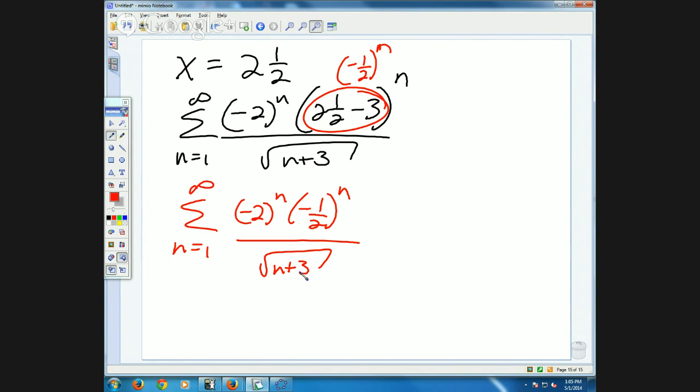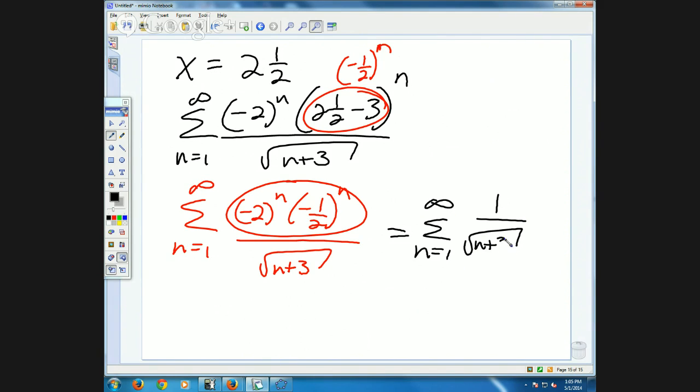What happens to the numerator here? Since the powers are the same, what do I get to do to the bases? I can multiply them together. You can do that with multiplication and division. Not with addition or subtraction. Don't ever do it with addition or subtraction. Yeah, so these guys here multiplied together, what's negative 2 times negative 1/2? 1 to the n is still 1. So now my series looks like this. The sum as n goes from 1 to infinity of 1 over the square root of n plus 3.